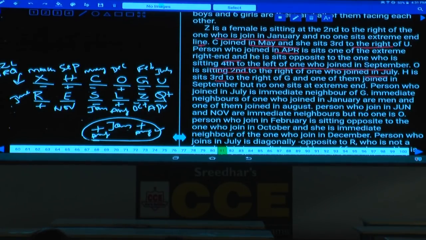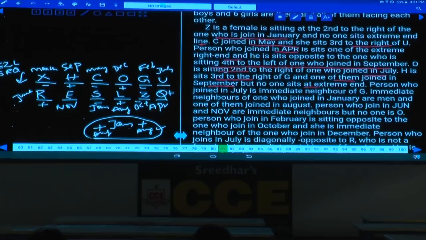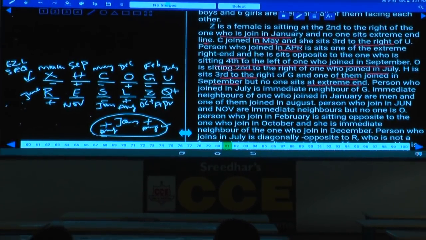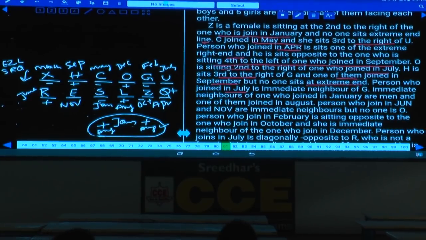H sits third to the right of G, and one of them joined in September, but no one sits at an extreme end. The person who joined in July is an immediate neighbor of G.